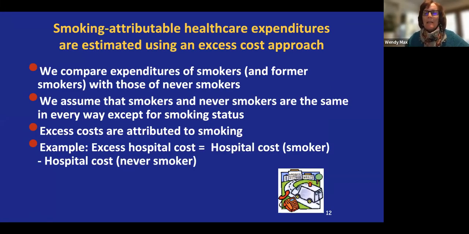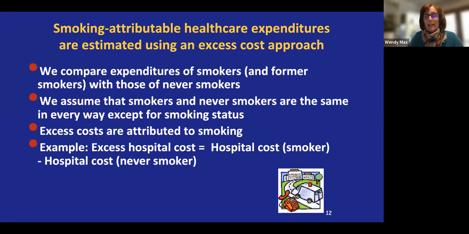The way we estimate these healthcare expenditures is using what we describe as an excess cost approach. What we're basically trying to do is compare the healthcare expenditures of smokers, or sometimes former smokers, and never smokers, and make those two groups of people the same in every way that we can, except for their smoking behavior. Maybe we find two groups and we match them, and they're the same income level and the same age and gender, but the one difference is that they smoke. Or we can do this statistically. We can control for all of the ways in which smokers differ from non-smokers other than smoking. And if these two groups of people are the same, then the difference in their healthcare utilization can be attributed to smoking because we've already controlled for everything else.